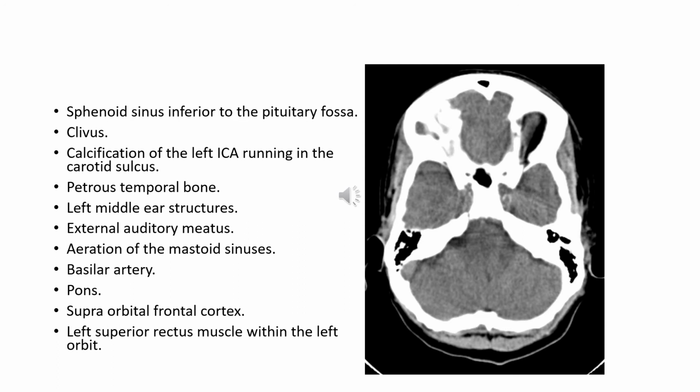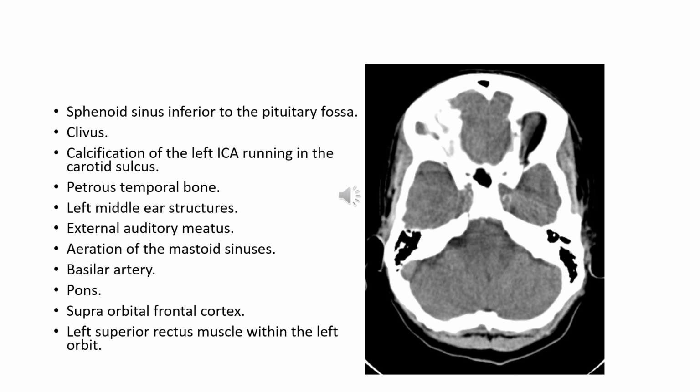On this axial slice of the CT, we are starting to enter the true anatomy of the base of the skull. The red arrow shows air within the sphenoid sinus, the part inferior to the pituitary fossa that we saw on one of the previous slides. The yellow arrow shows the bone density within the clivus as part of the bony structures of the base of the skull.